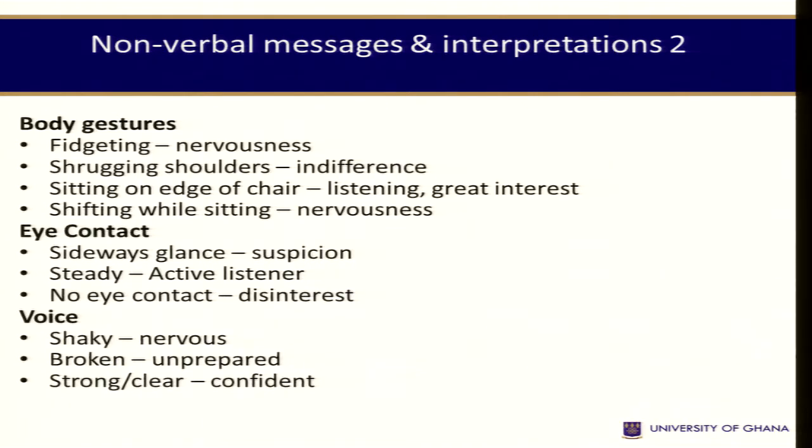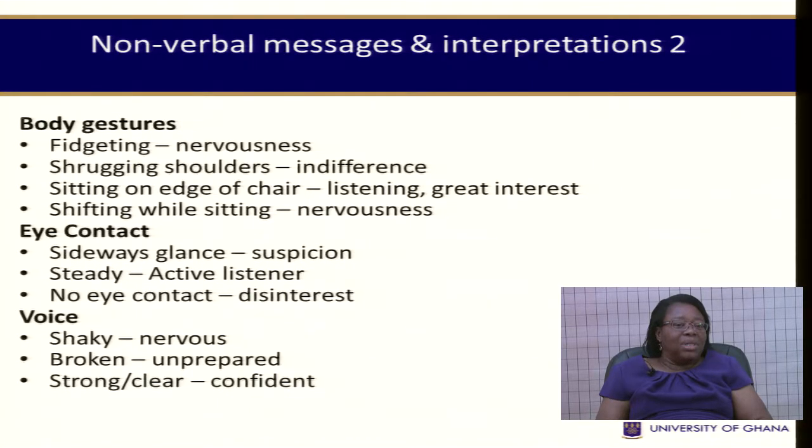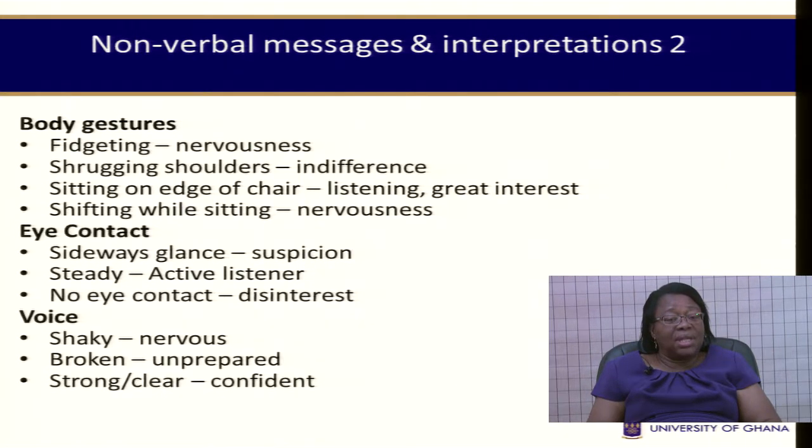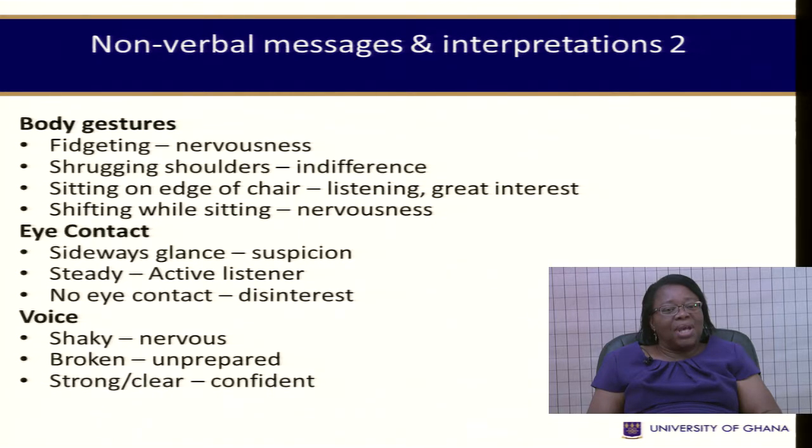Other body gestures: somebody fidgeting shows that the person is nervous. And eye contact: no eye contact shows the person is disinterested. However, when it comes to eye contact, I always mention some of our cultural practices. In the past, traditionally, when you're talking to an elder, you don't make eye contact because that is meant to be disrespectful. But currently, if you don't make any eye contact, especially when you're attending an interview, they think you're not truthful.